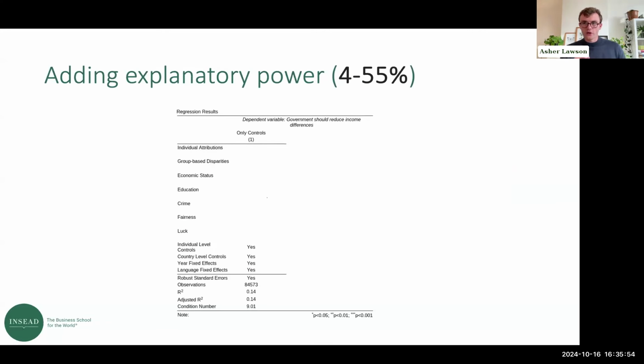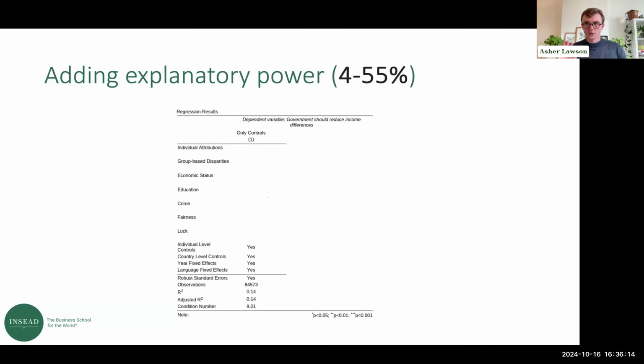So here, what I'm going to do is compare two regression models. The first one predicts people's responses to this question, the government should reduce income differences, just using that information about the people, as well as that information about their country. So we explain about 14% of variance. That's pretty good.